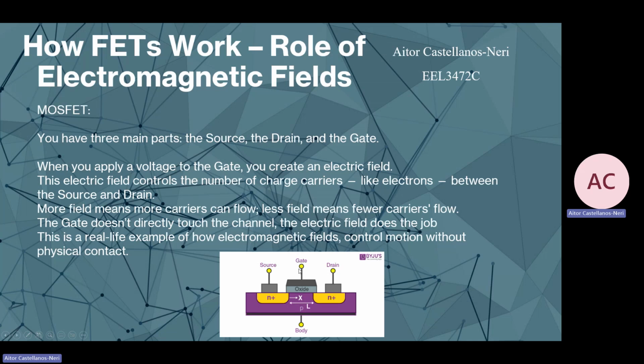When you apply voltage to the gate, you create an electric field over here, and this basically controls the number of charge carriers, electrons, between the source and the drain. More field means more carriers can flow, and less field means fewer carriers can flow. But as you can see by the little diagram here, it doesn't actually touch the channel directly, and it's the electric field that does the job of controlling the current flow. So obviously, as we've talked about all semester, this is an example of how electromagnetic fields can control motion without physical contact. And in this case, it's the motion of current.